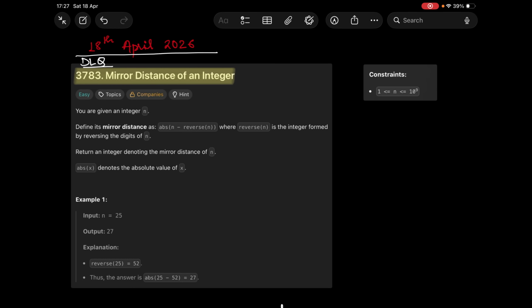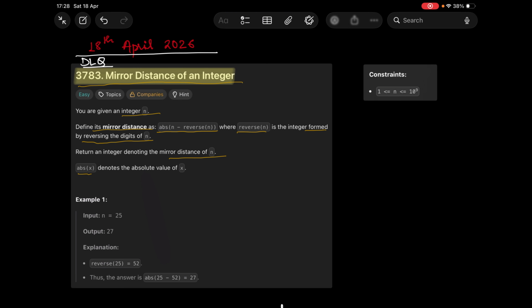Let's get started with today's LeetCode challenge, that is LeetCode 3783, Mirror Distance of an Integer. So this is an easy problem, and let's read this out. You're given integer n and define its mirror distance as absolute of n minus reverse of n, where reverse of n is the integer formed by reversing the digits of n. Return the integer denoting the mirror distance of n.